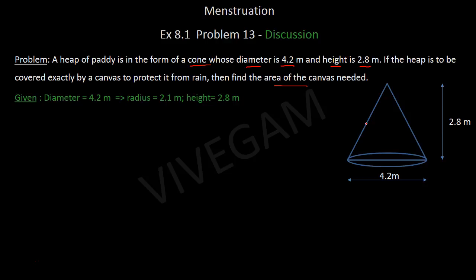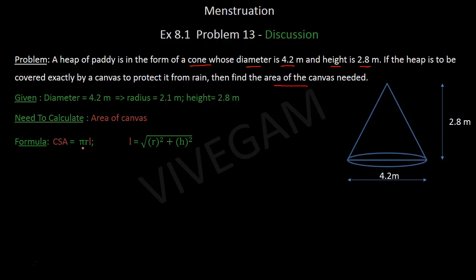So instead of asking you directly, they are asking you indirectly. We are asked to calculate the area of the canvas. So let's list the formula. As I told you earlier, it is the curved surface area which gives you the area of the canvas required. So CSA equal to pi RL.